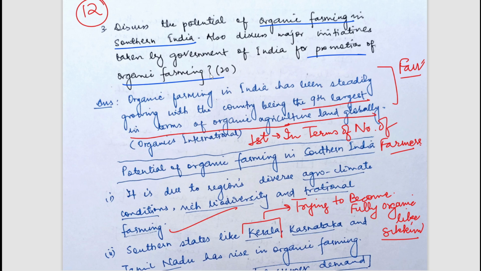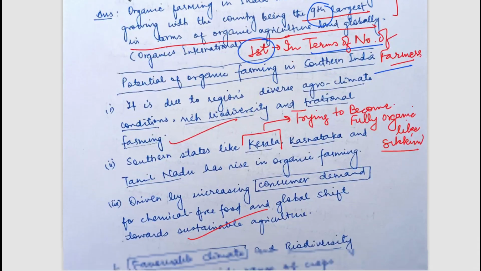So we all know what organic farming is, and in India we have the highest number of organic farmers, and in terms of area, it is ninth largest. We are doing organic farming in the ninth largest area in the world, and when it comes to the number of farmers, we are first in the world. Now, what is the potential of organic farming in South India?